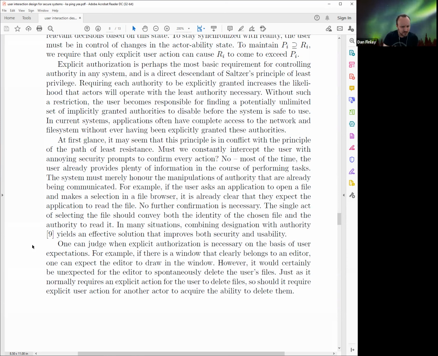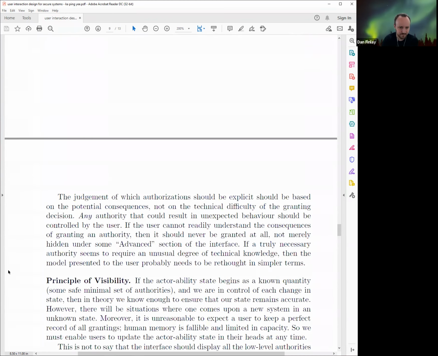One can judge when explicit authorization is necessary on the basis of user expectations. For example, if there's a window that clearly belongs to an editor, one can expect the editor to draw in the window. However, it would certainly be unexpected for the editor to spontaneously delete a user's files, just as it normally requires an explicit action for the user to delete files. So, should it require explicit action for another actor to acquire the ability to delete them?